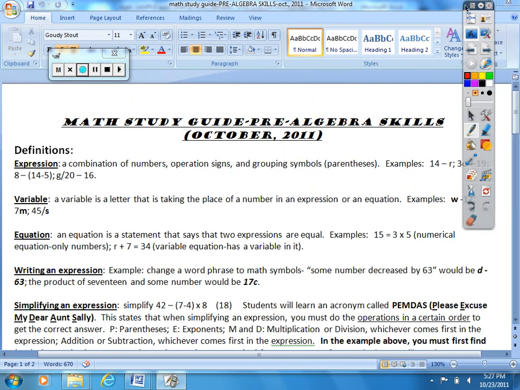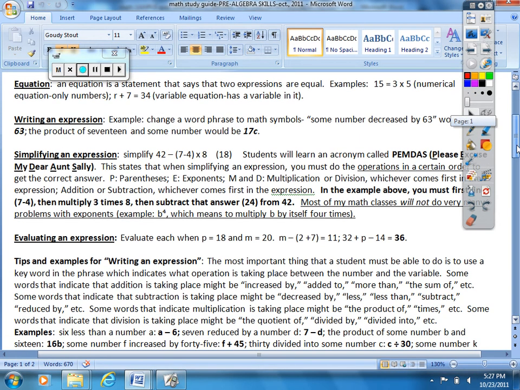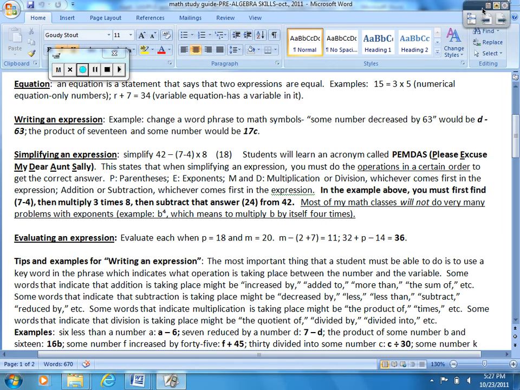Now we'll spend time doing that in just a moment. You're changing a word phrase to math symbols. All right, some number decreased by 63. All right, we're going to let D be the some number. This is my variable. So some number I'm going to let be represented by D. Decreased, and we'll talk about keywords in just a moment. Some number decreased by 63.